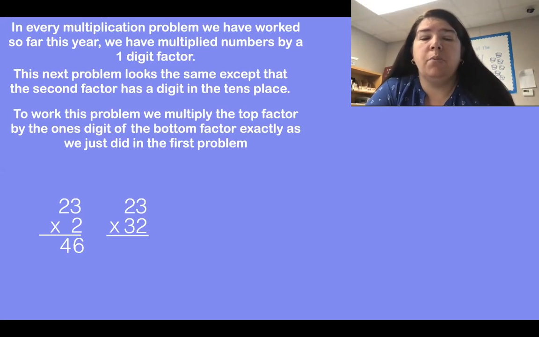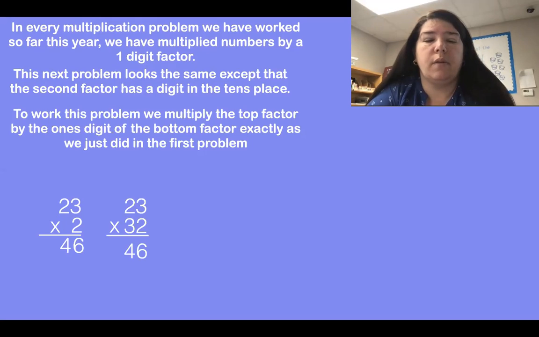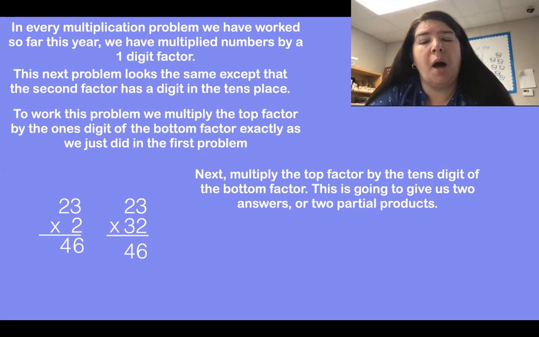To work this problem, we need to multiply the top factor by the ones digit of the bottom factor exactly as we just did in the first problem. So it's going to look like this. 23 times 2 equals 46. Same thing, right? Yes. Next, we're going to multiply that top factor by the tens digit of the bottom factor. So the 23 is going to be multiplied by 3. This is going to give us 2 answers. We call these answers partial products.